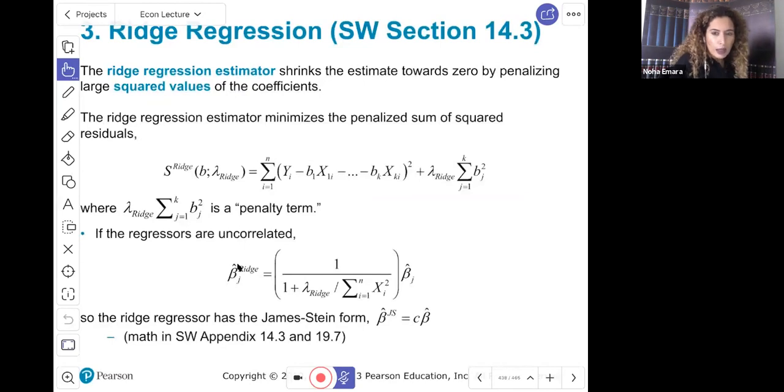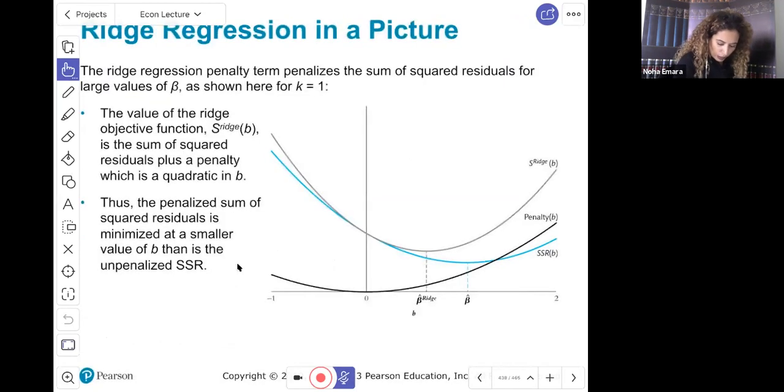So here I have the lambda ridge. The lambda ridge is called the penalty term because every time you are adding a new coefficient, the standard error is going to increase. So in order to see how they are correlated, you look here, the blue line is the sum of the squared residuals of the OLS estimator, which we know already.